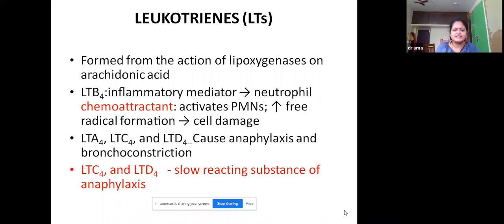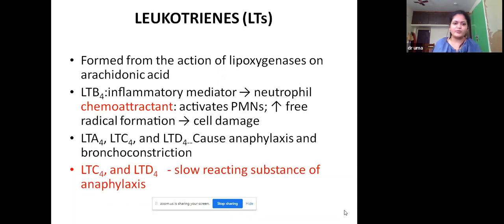Now coming to the leukotrienes, they are formed from the lipoxygenase on arachidonic acid. Among this, leukotriene A4 is produced first, followed by B4, C4 and D4. Among this, B4 is chemoattractant. They activate polymorphonuclear cells leading to radical formation and cell damage. C4, D4 and A4 are involved in anaphylaxis and bronchoconstriction. So C4 and D4 are called slow reacting substance of anaphylaxis.